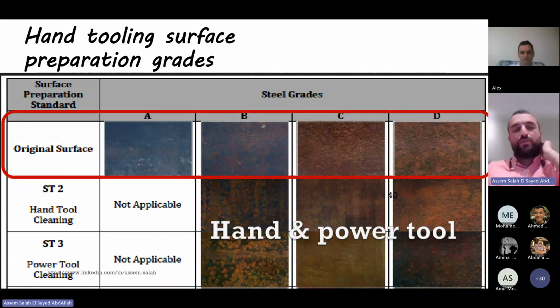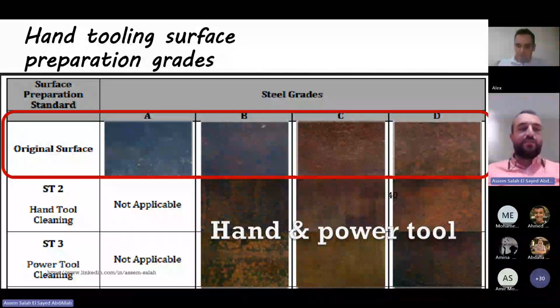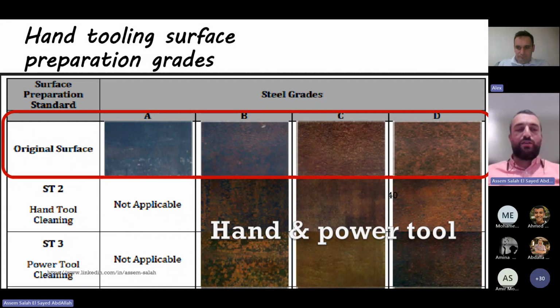You cannot remove, as Mr. Alex said before, mill scale from the surface easily. It needs more power and a more powerful tool to remove it. And in this case, you cannot remove mill scale for rust grade A using the power nor the hand tooling, right? Yes, absolutely.